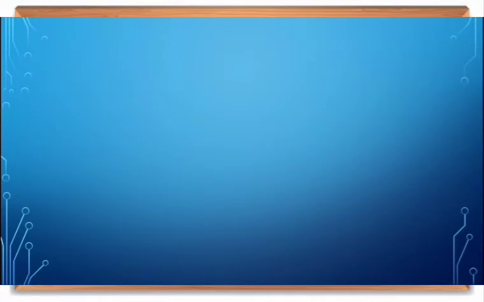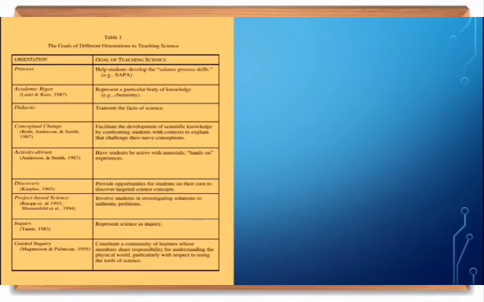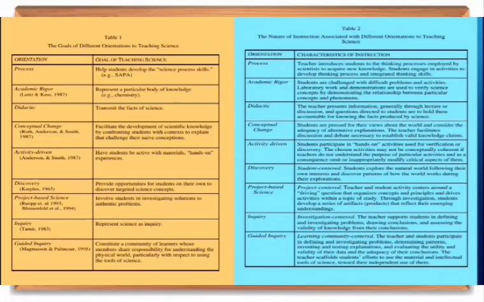Orientations toward teaching science that have been identified in the literature are shown in Tables 1 and 2. Table 1 shows the goals of different orientations to teaching science, while Table 2 presents the nature of instruction related to different orientations to teaching science. There are different orientations to teaching science, which are the process, academic rigor, didactic, conceptual change, activity-driven, discovery, project-based science, inquiry, and guided inquiry.